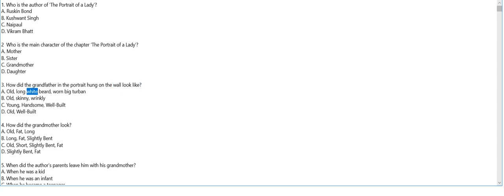A. Old, long white beard, worn big turban. B. Old, skinny, wrinkly. C. Young, handsome, well-built. D. Old, well-built. 4. How did the grandmother look? A. Old, fat, long. B. Long, fat, slightly bent. C. Old, short, slightly bent, fat. D. Slightly bent, fat.